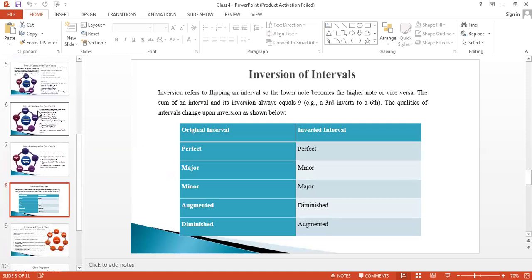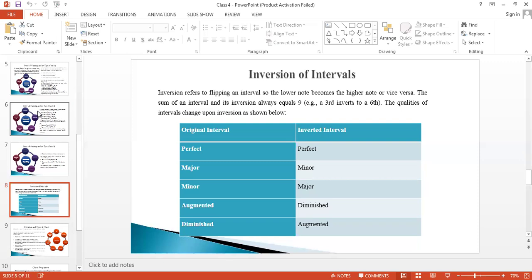The inversion of interval. We have this thing called inversion of interval in music, and it refers to the flipping of an interval so that the lower note becomes the higher note, or vice versa. That is, the lower note can become the higher note, or the higher note becomes the lower note. The sum of an interval and its inversion always equals 9. So if you have, for example, a third, then you invert it to a sixth as such. So the third plus 6 is 9.